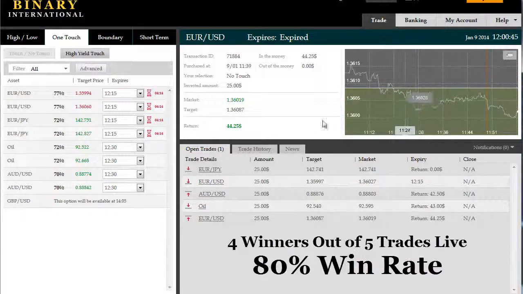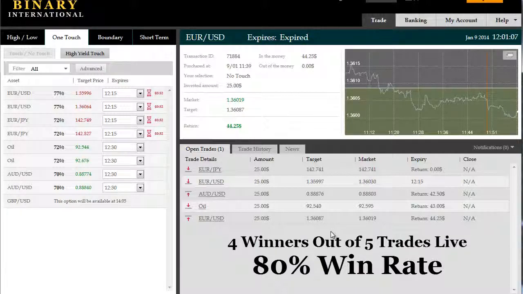On the one touch and no touch, it's quite easy to make easy profits. As you can see, this one's just expired in the money. And that trade is still executing. It's got another 15 minutes to go, but we won't be taking this video on for another 15 minutes. So far, this is also in the money. Euro JPY has expired out of the money, so we have a 4 out of 5 hit rate. You can trade one touch and no touch, which are short-term, high probability trades.